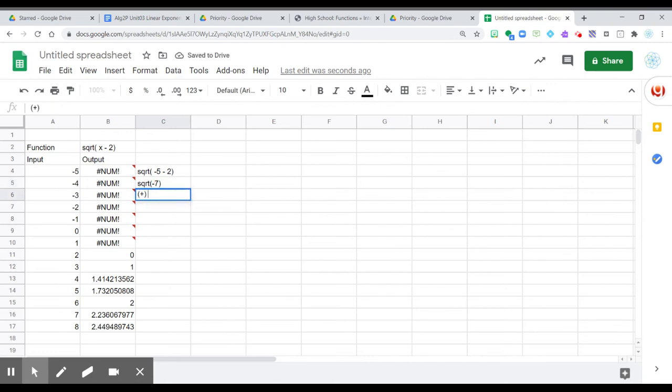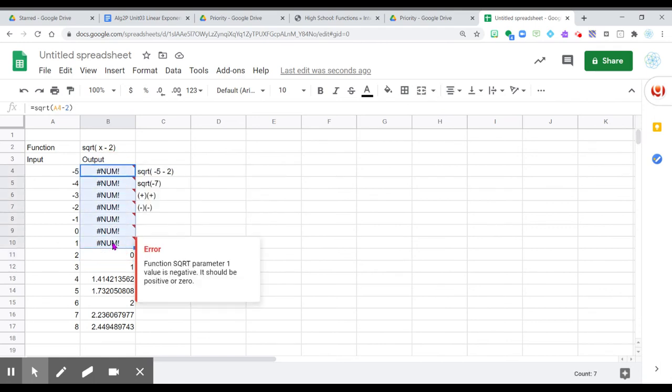So if it can't be positive, it can't be negative, and 0 times 0 is 0. There's no number that makes sense for the square root of -7, which means that until my input creates 0 or a positive number, literally it doesn't exist.